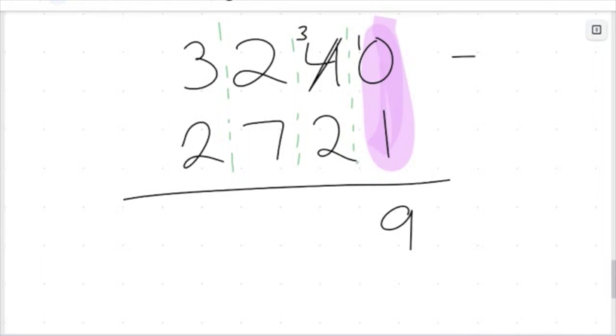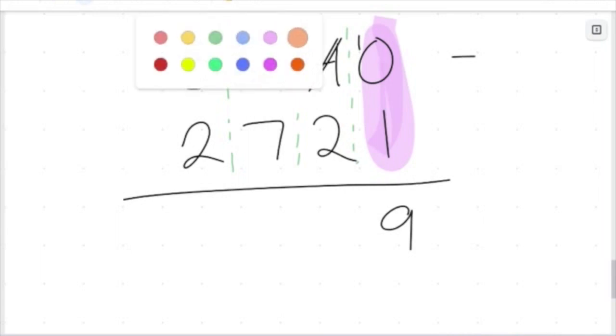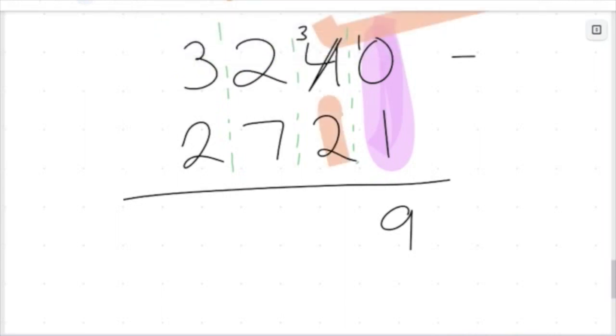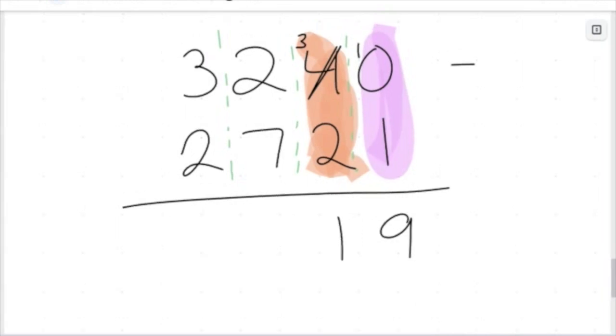Now, in this case, my number on the bottom is smaller than my number on the top. I'm subtracting 2 from 3, or 20 from 30, and I get left with 10. Or 3 minus 2 in this column gives me 1 in this column. Okay, so far so good. Let's move on to the next column.